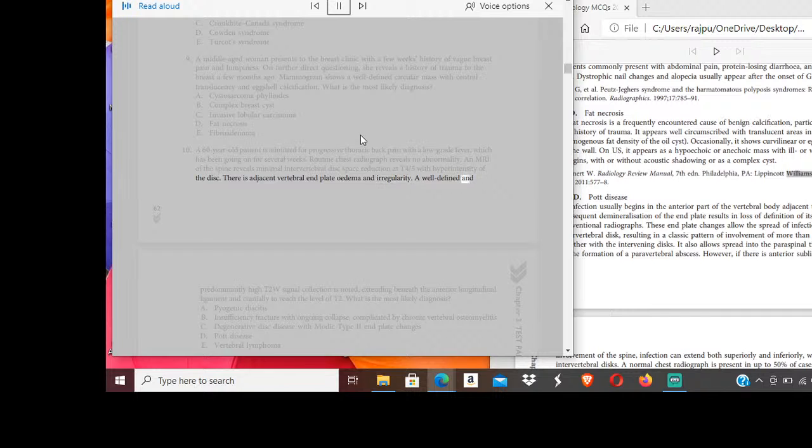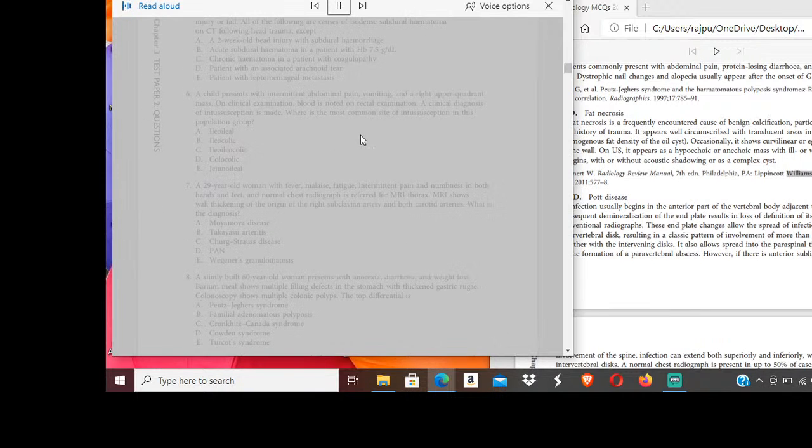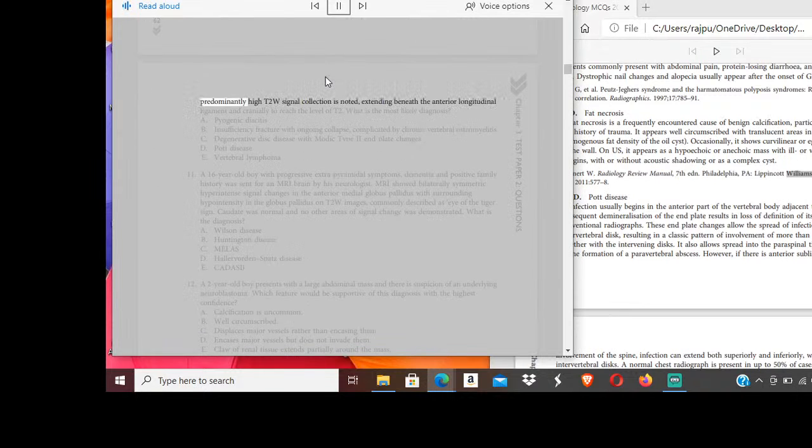A well-defined, predominantly high T2W signal collection is noted, extending beneath the anterior longitudinal ligament and cranially to reach the level of T2. What is the most likely diagnosis?